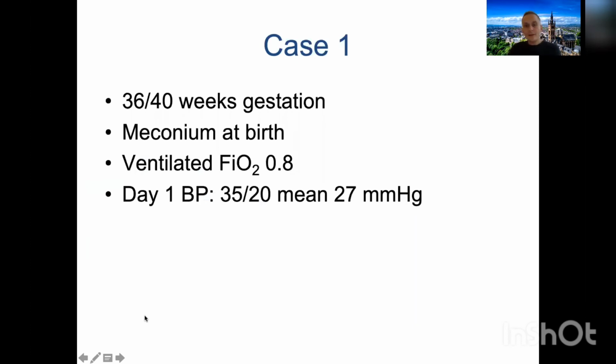Okay, let's finish off by talking about some cases just to illustrate what I've been talking about today. So first of all, a 36-week baby. In the first hours of life, there was meconium evident at birth, and now the baby's ventilated in quite a lot of oxygen, 80% oxygen. And the blood pressure is 35/20 with a mean of 27 millimeters of mercury. So for a 36-week gestation baby, I think we'd all agree that this baby is hypotensive. It's got a low mean blood pressure. But what is the mechanism of that?